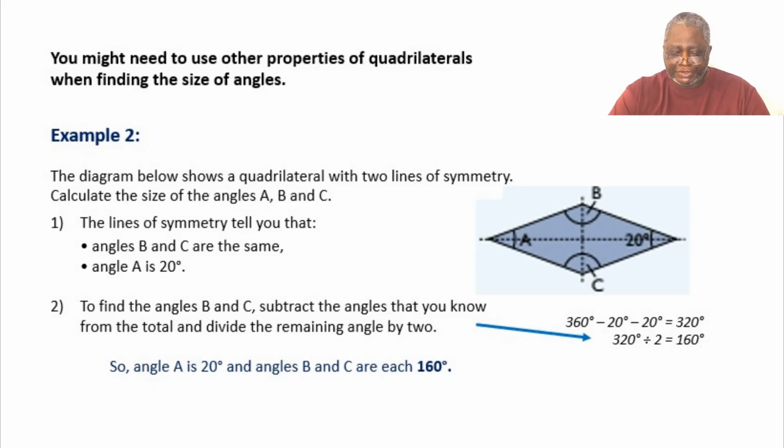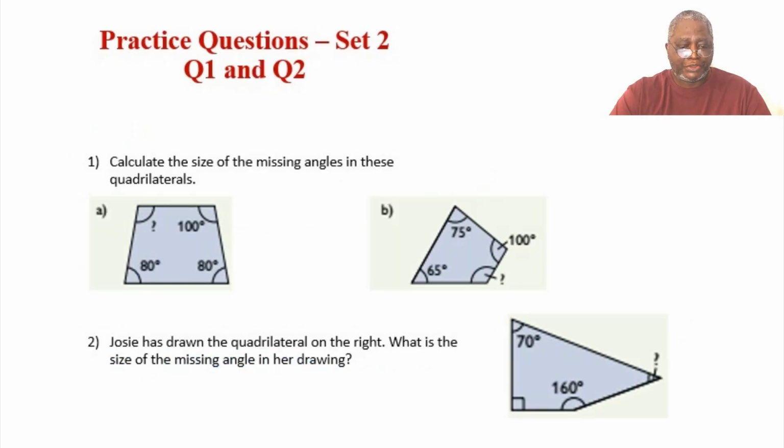So 360 degrees minus 20 is equal to 320. Then you divide. 320 divided by 2 is 160 degrees. So angle A is 20 degrees, angle B and C are each 160 degrees.